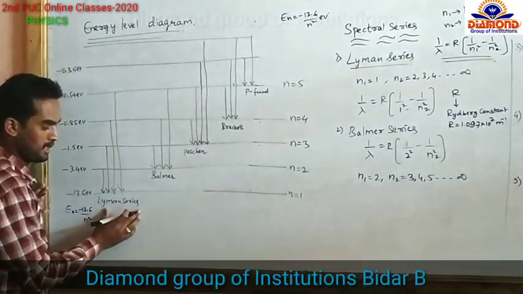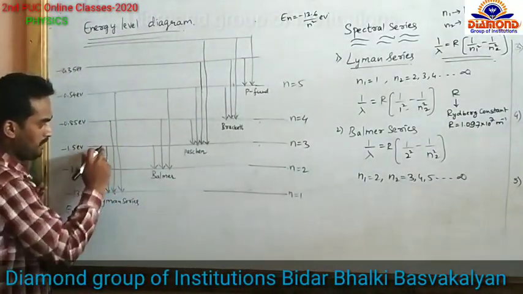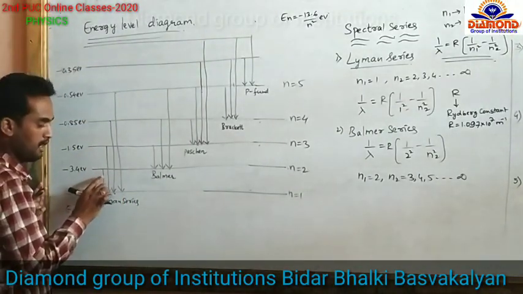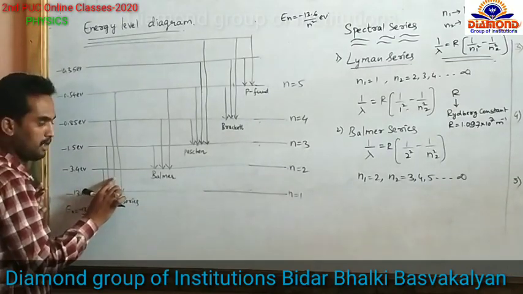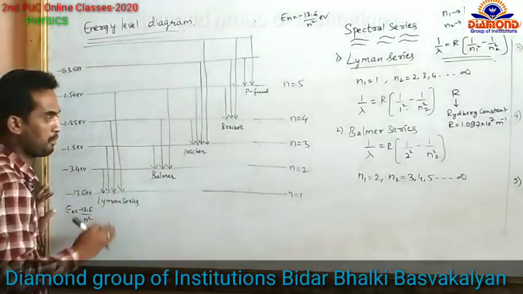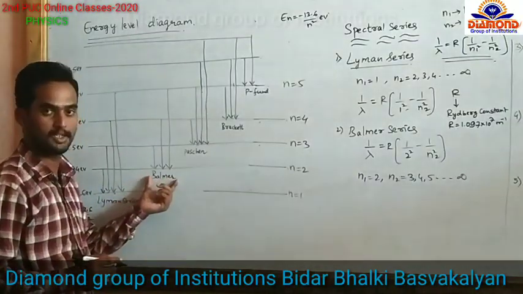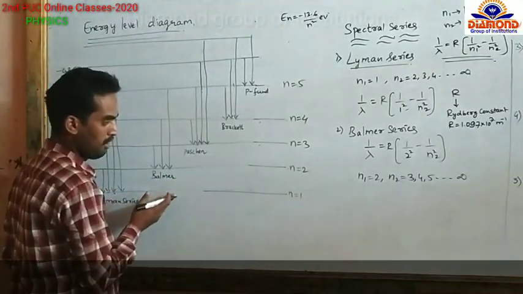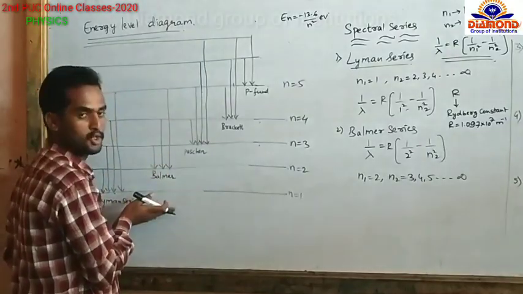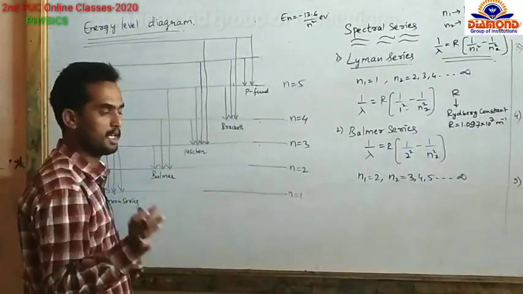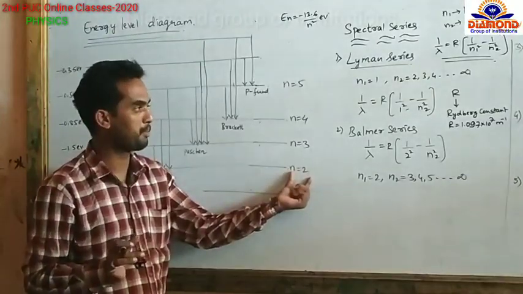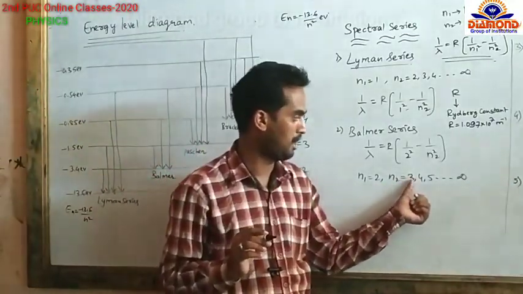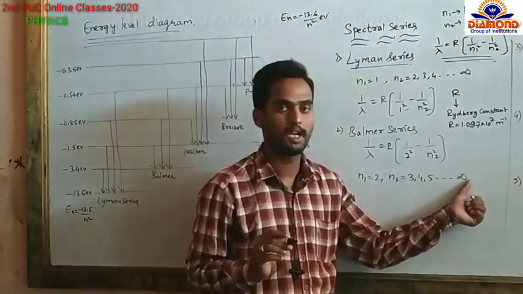And in this Lyman series you can see here 2 to 1, 3 to 1, 4 to 1, 5 to 1. So remember, this is called first line, this is called second line, this is called third line, and this is called fourth line. Like that they are represented. Now come to the next series, that is called Balmer series. In Balmer series, you can see there is no electron moving to the first orbit. That means the minimum orbit itself is second, and the maximum orbit numbers are 3, 4, 5 and so on up to infinity.